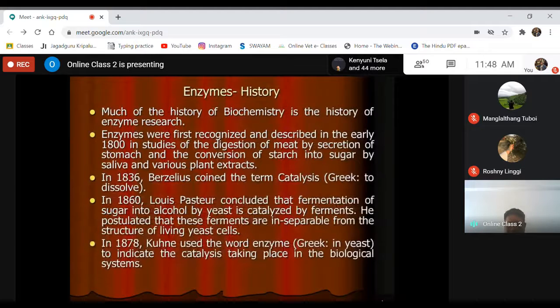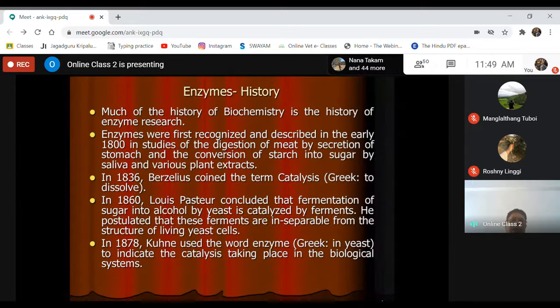Now let's see briefly the history of the enzymes, because the history of the enzyme is important: the history of biochemistry itself is the history of the enzyme. So much of the history of biochemistry is the history of enzyme research. Enzymes were first recognized and described in the early 1800s in studies of the digestion of meat by the secretions of the stomach and the conversion of starch into sugar by saliva and various plant extracts.